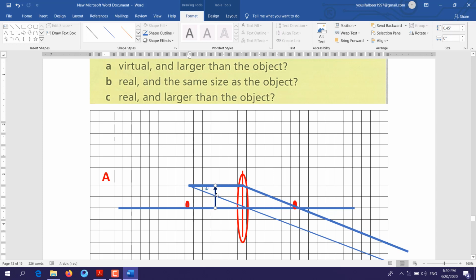how will the image be? Also you will say the image will be virtual and larger than the object.